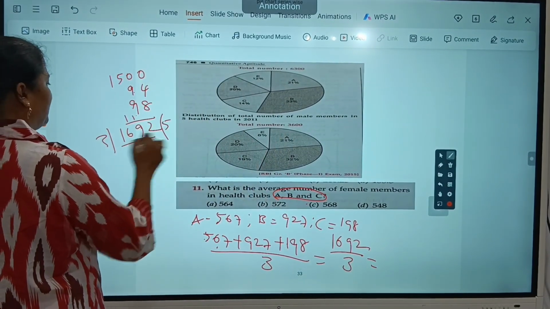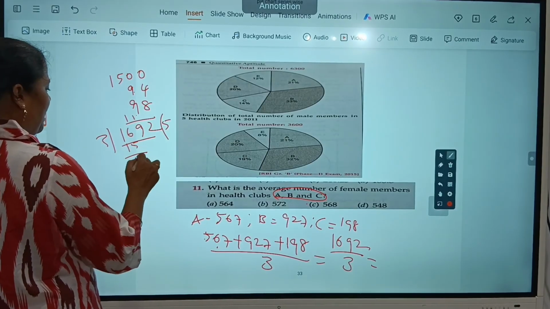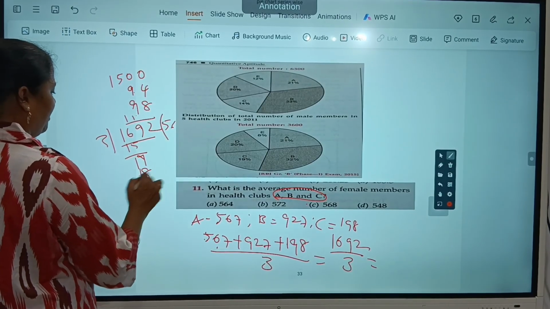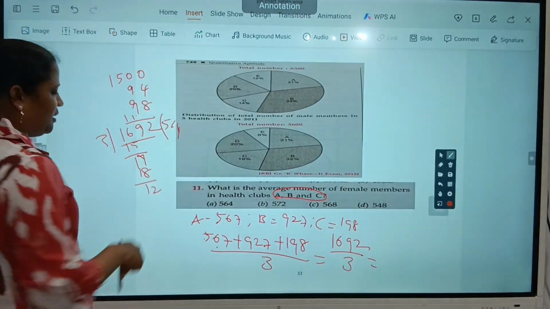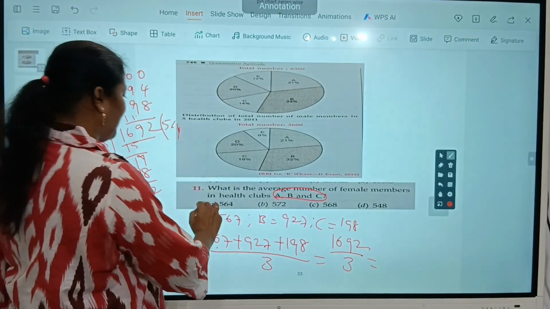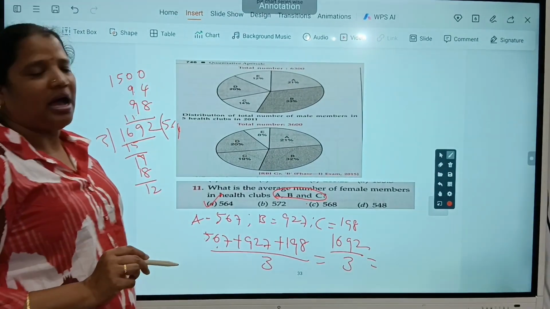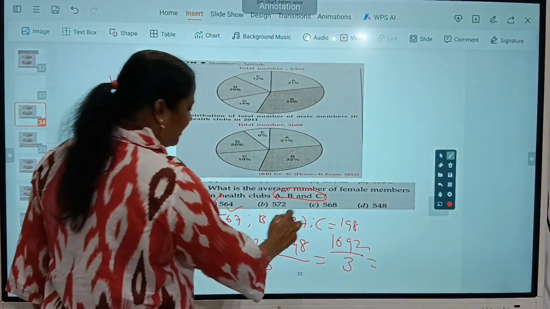3 5s are 15, 1, 9. 3 6s are 18, 1, 2, 4. So the average is nothing but 564. A is the answer. These values we got in the table.